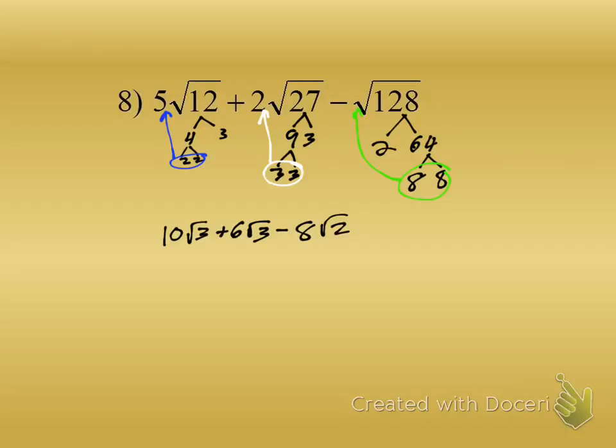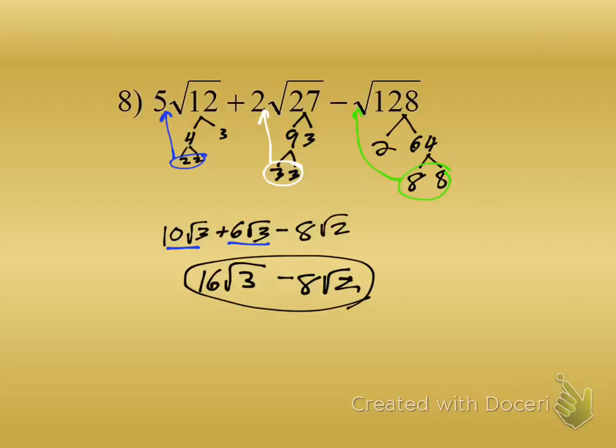Okay, so now what are your like terms? The rad 3. So 10 rad 3 plus 6 rad 3 gives you how many rad 3s? 16 rad 3 minus 8 rad 2. That's your answer.